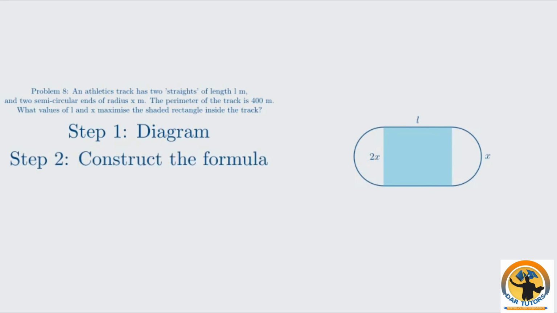Step 2. Construct the formula. The area of the rectangle is A equals L times 2x. This has 2 variables. We need a constraint. The perimeter is 400 meters.